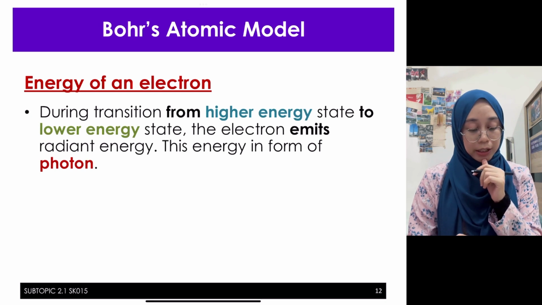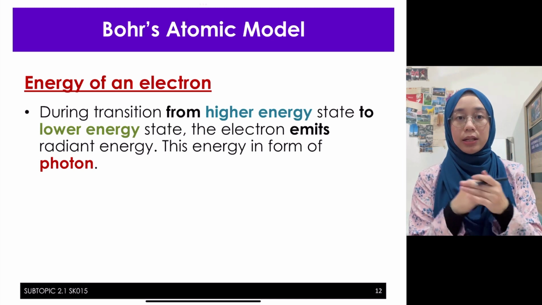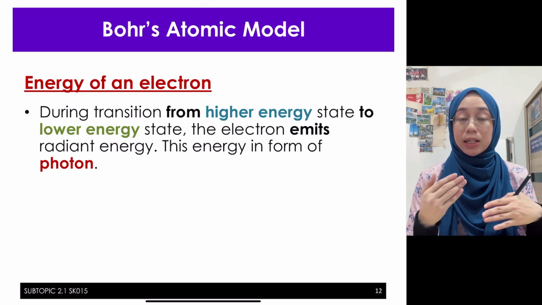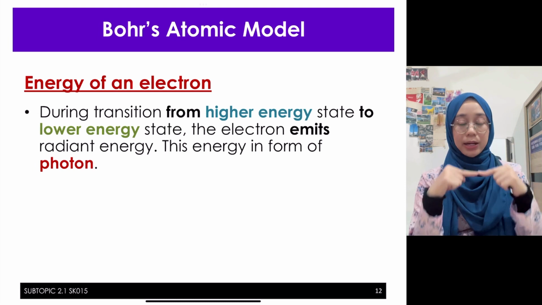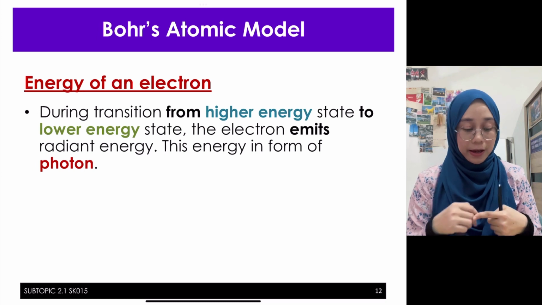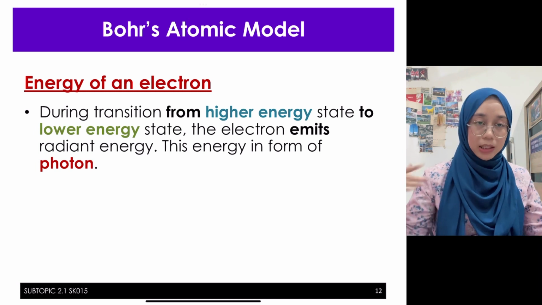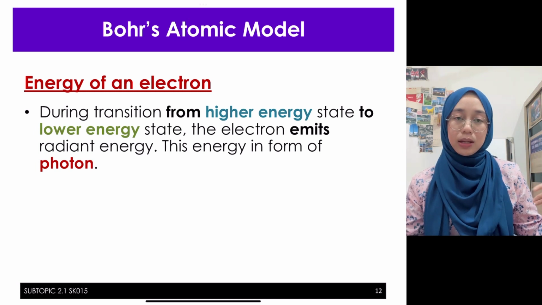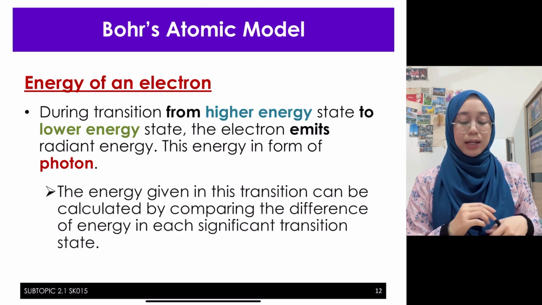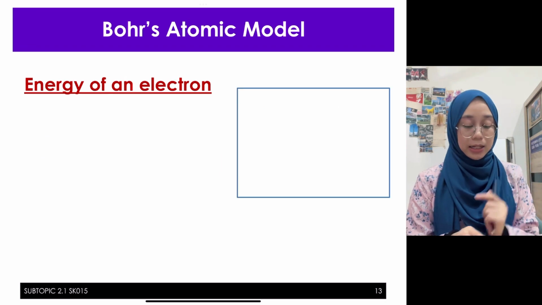Okay, so kalau kita tengok during transition, tadi adalah formula untuk kita cari energy dekat specific energy level. Okay, tapi sekarang ni kita nak tengok kalau yang berlaku transition. Transition ni maksudnya sama ada dia pergi daripada ground state to excited state ataupun daripada excited state to ground state. Okay, so during transition from higher energy state to lower energy state, the electron emits radiant energy. Emits maksudnya dia release energy. So this energy is in the form of photon, ataupun photon tu tadi maksud dia adalah light. Okay, so the energy given in this transition can be calculated by comparing the difference of energy in each significant transition state. Jadi apa kita nak guna ni?